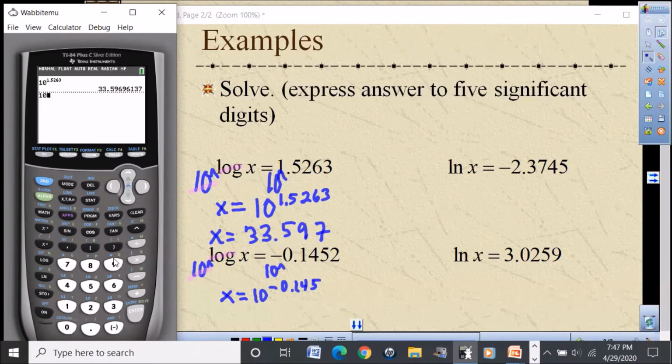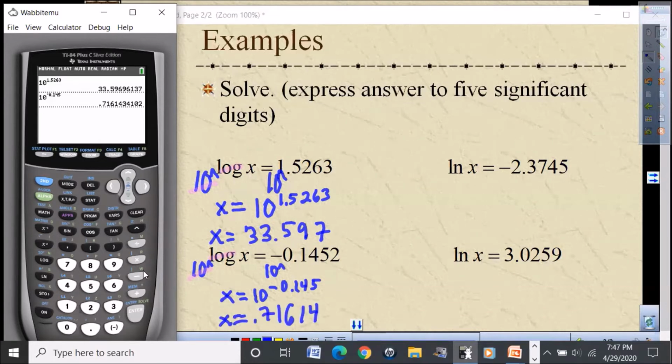And 10 to the power negative 0.1452 is 0.71614. And I'll stop at the 4 since that gives me 5 significant digits. Now every log equation cannot be solved by raising as a power of 10. What we have to do is pay attention to the base. The base of our log is the number we want to use.